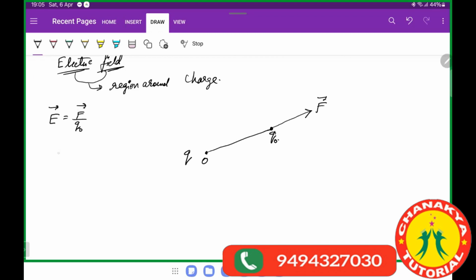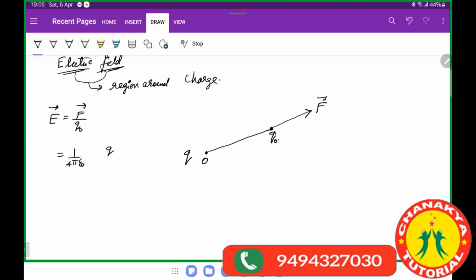So what was F? Force of attraction or repulsion. And what's the formula for that? One minute, sir. Yesterday we wrote it, come on, recall. Exactly, 1 by 4 pi epsilon naught. One minute, I just forgot it.